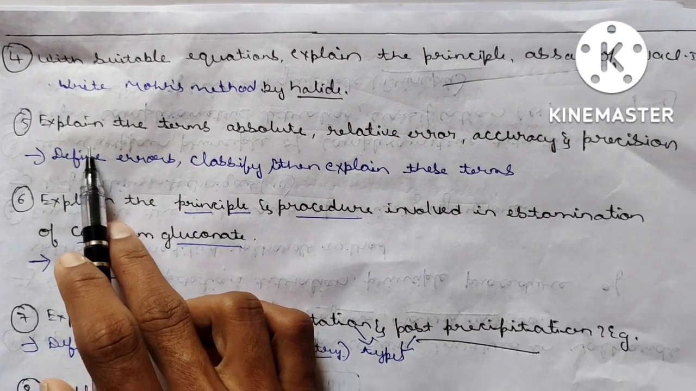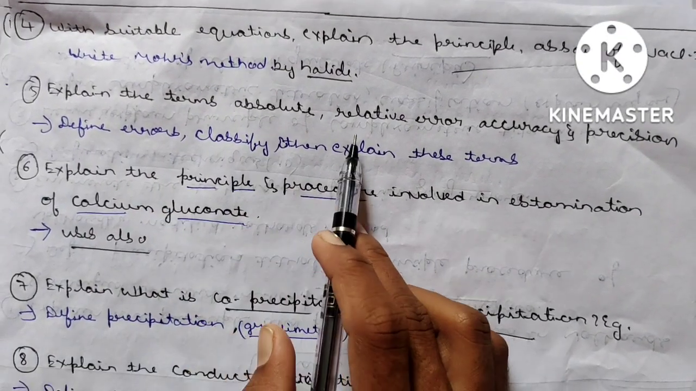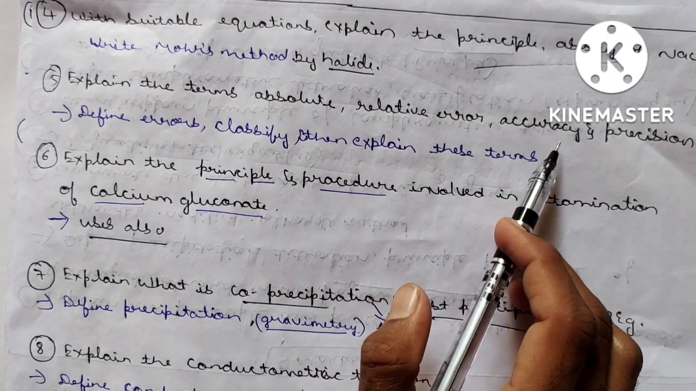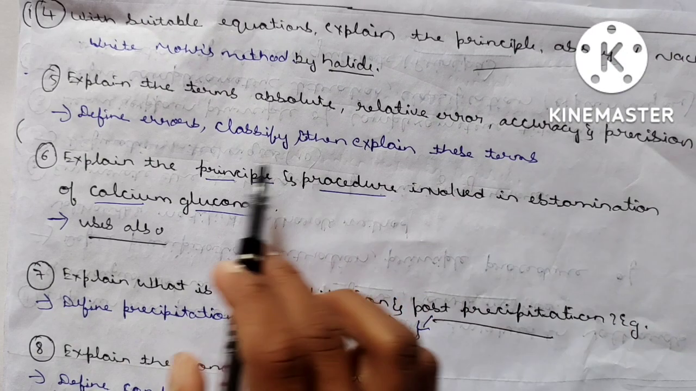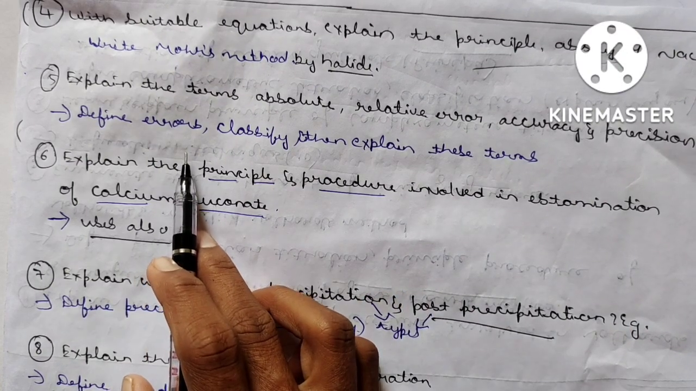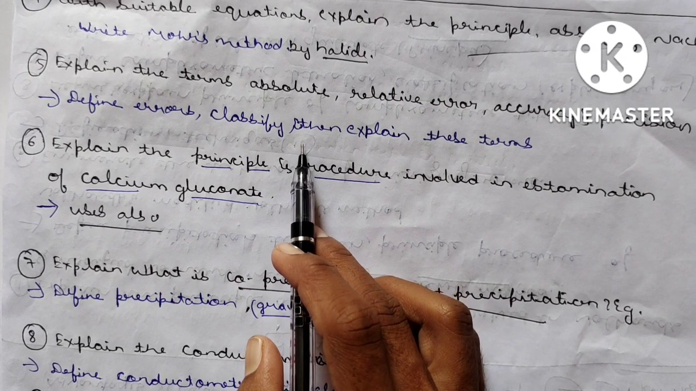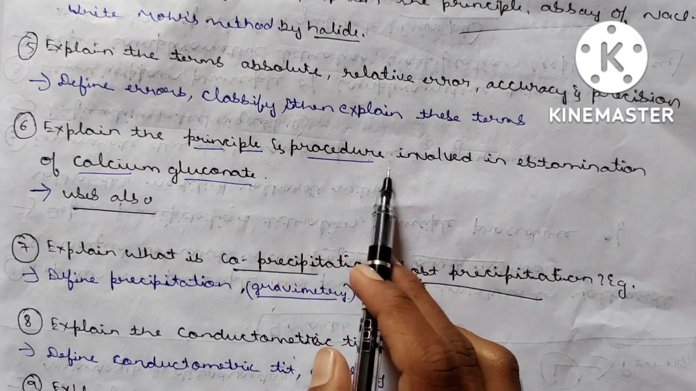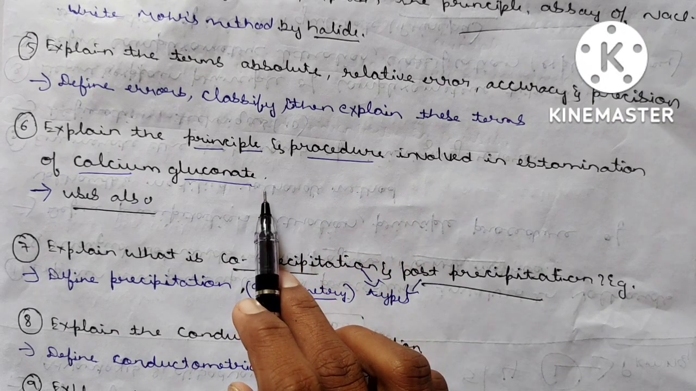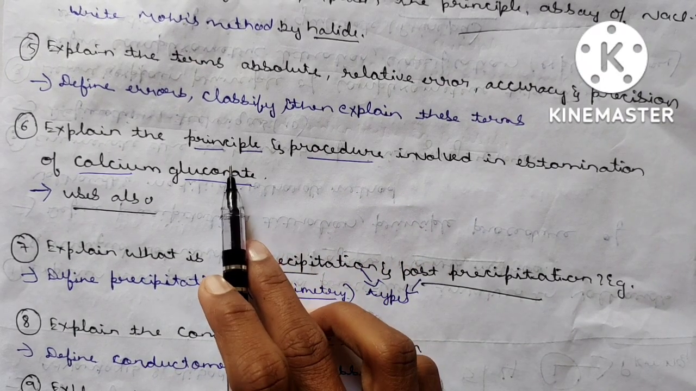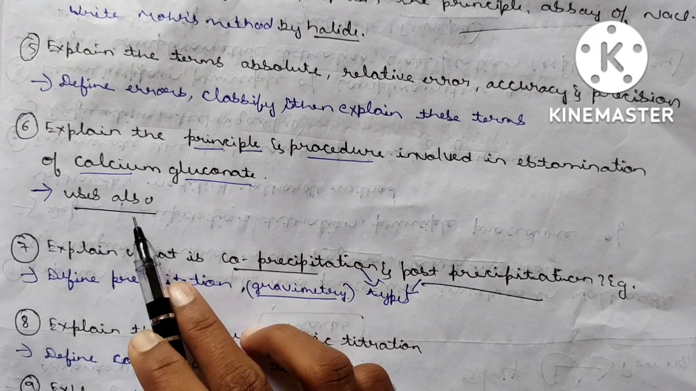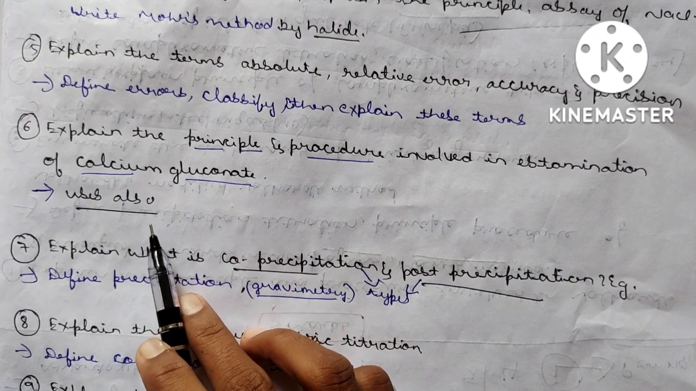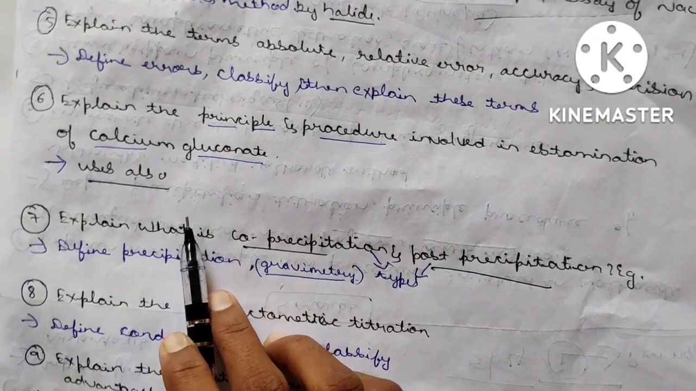Got it? Then: explain the terms absolute error, relative error, accuracy and precision. First write what an error is, then classify them. Just write the classification, then explain these terms. It's enough. Next one: explain the principle and procedure involved in the estimation of calcium gluconate. Very simple. Write the principle and procedure of calcium gluconate, and uses are also very important here. Write a minimum of 5 to 6 uses.